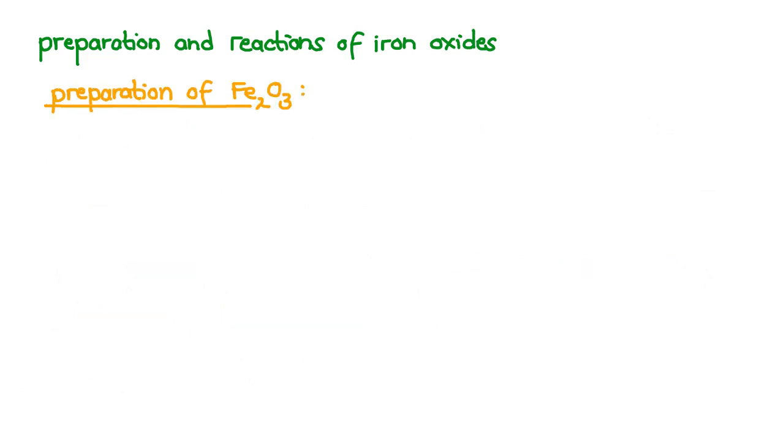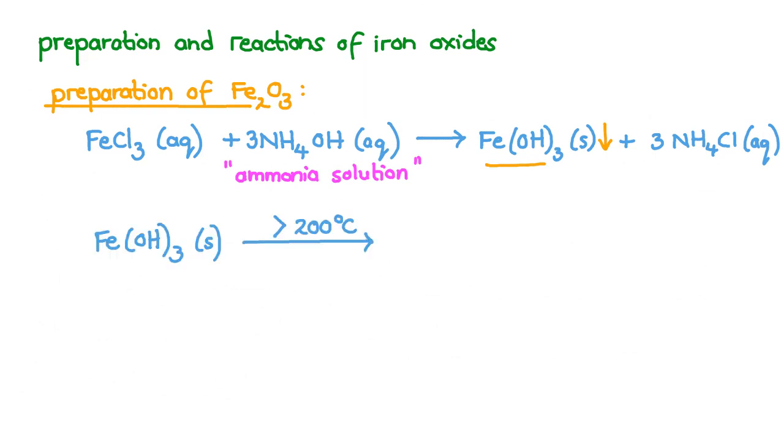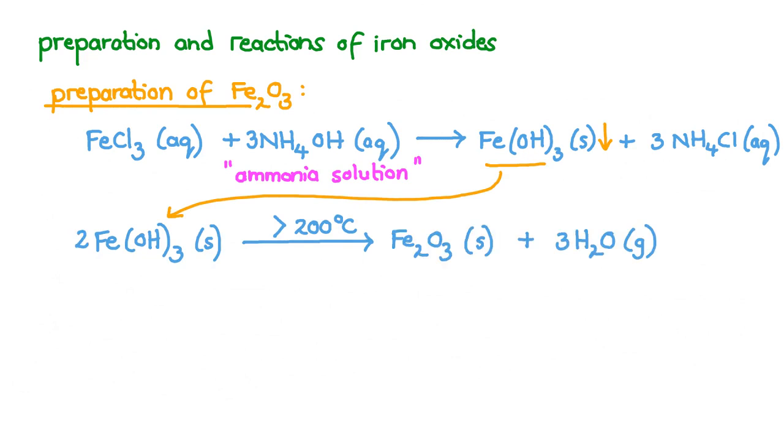To prepare iron 3 oxide, an iron 3+ salt, such as iron 3 chloride, in solution, is reacted with a hydroxide, such as ammonium hydroxide, also known as ammonia solution. Iron 3 hydroxide comes out of solution as a precipitate. If this precipitate is then heated, it decomposes to form the desired product and water in the gaseous form or water vapor.